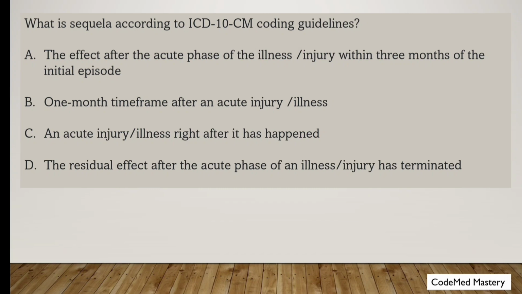What is sequela according to ICD-10-CM coding guidelines? Option A, the effect after the acute phase of the illness within 3 months of the initial episode. Option B, 1 month time frame after an acute injury or illness. Option C, an acute injury or illness right after it has happened. And option D, the residual effect after the acute phase of an illness or injury has terminated. And the correct answer is option D. A sequela in ICD-10 is a residual or produced condition that is a direct result of a past illness or injury. Remember that there is no time limit on when a sequela code can be used.